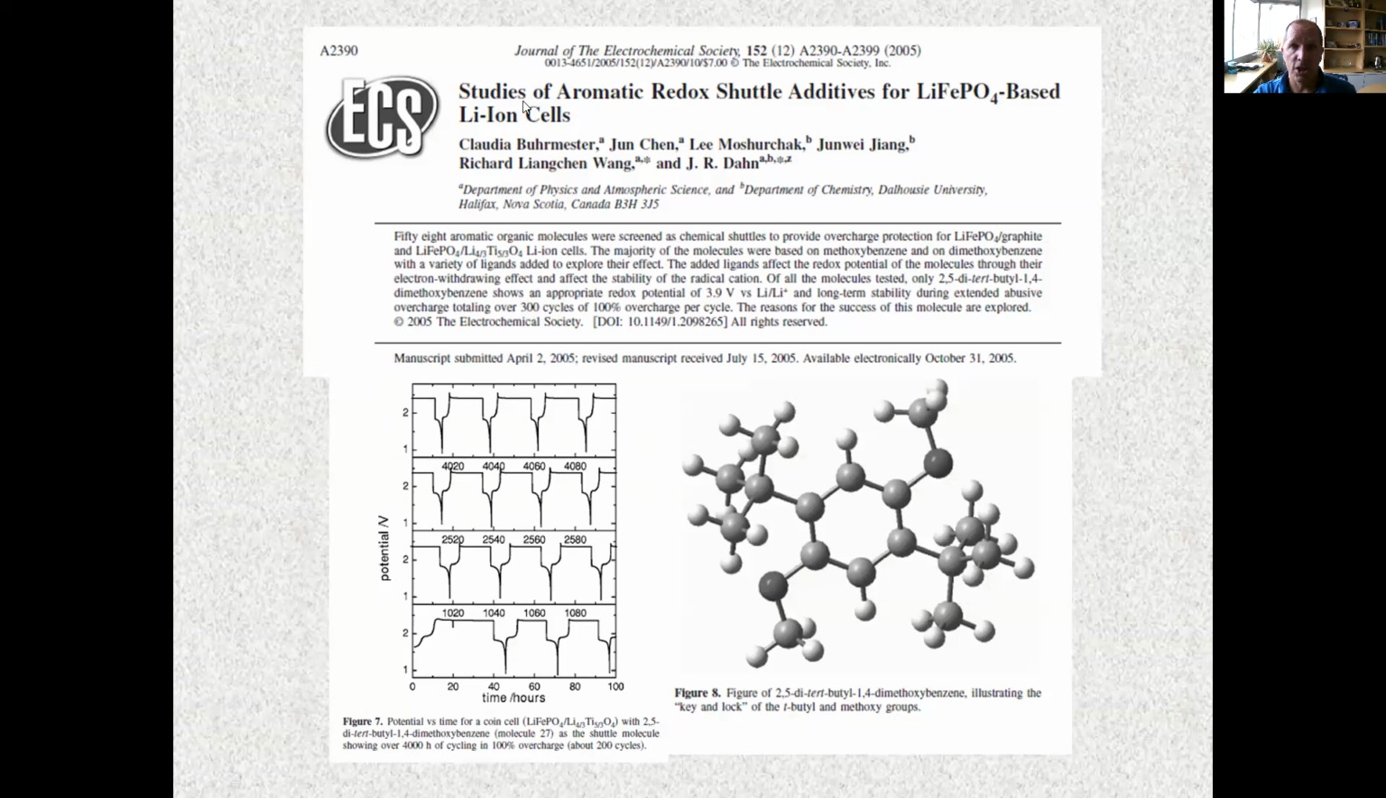Some of these redox shuttles were investigated by Professor Dahn and coworkers, and what you can see is that at these high potentials, you see very regular shuttling action, where you basically stabilize the redox shuttle, and these can last for very many cycles. These are basically hundreds of cycles. They were able to observe 100% overcharge per cycle and no degradation of the overall cell.